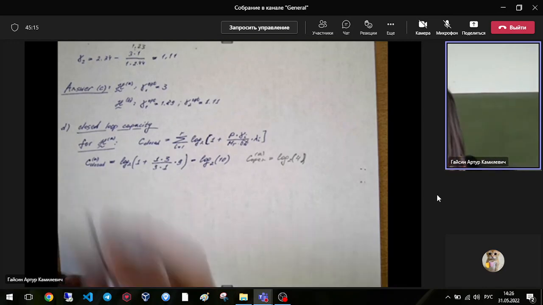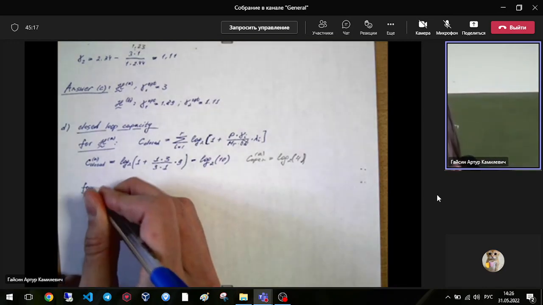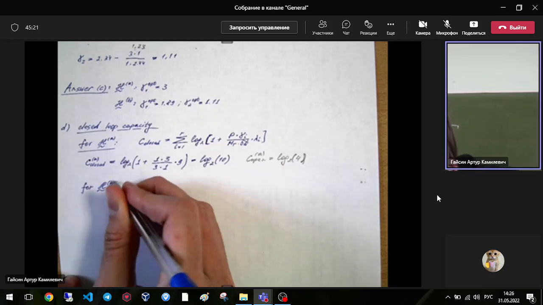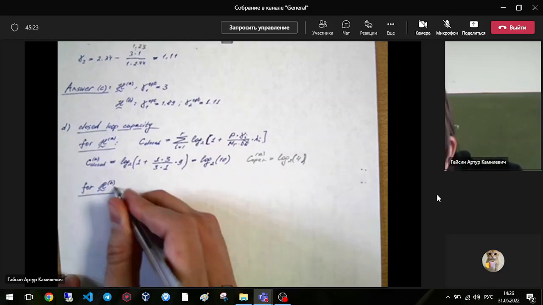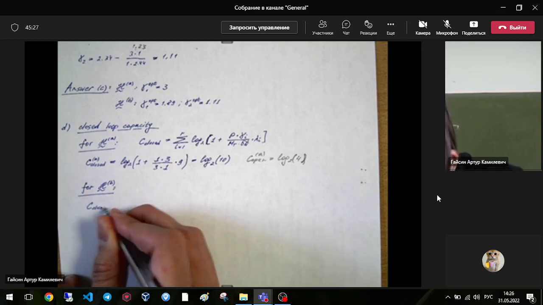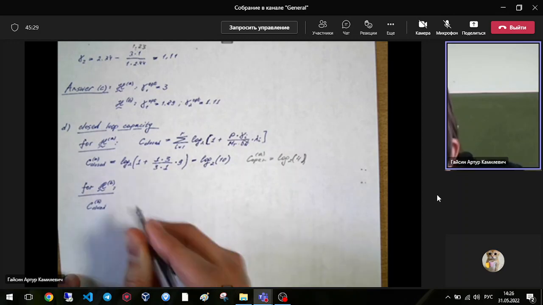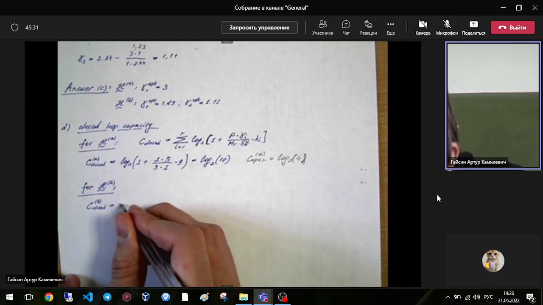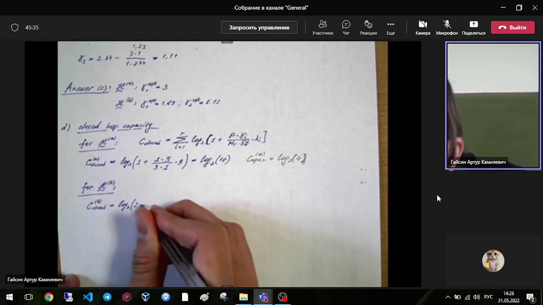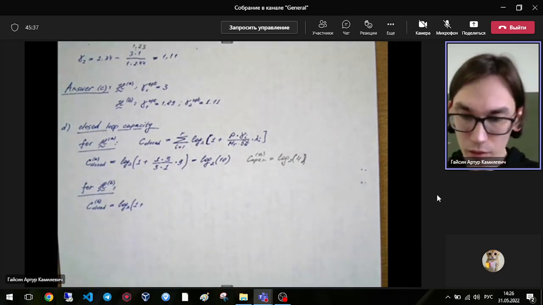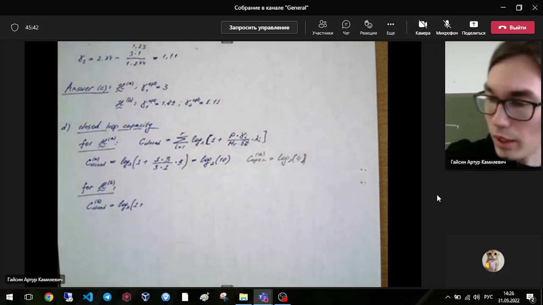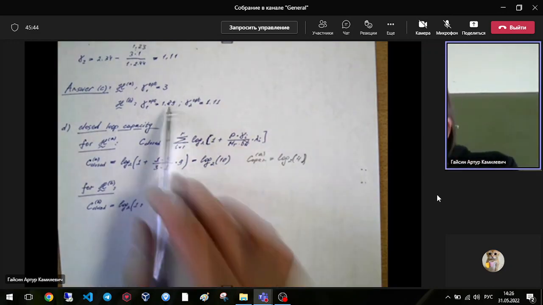Then, of course, let's assume second channel, channel B. So C closed subscript B is equal to the sum of the logarithms. So first logarithm, it is 1 plus these values. Here, yeah, these values.